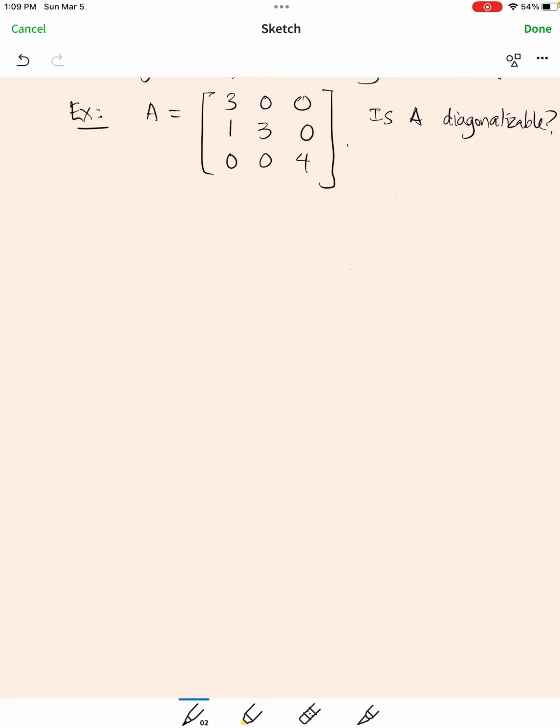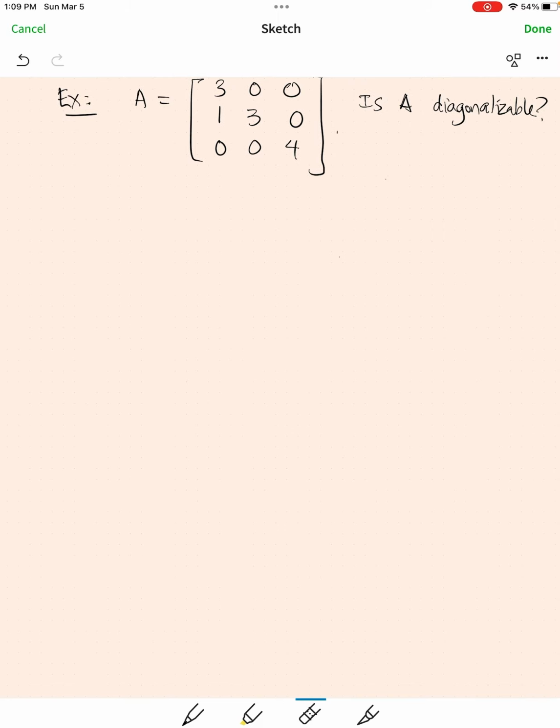All right. Well, we're not given the characteristic polynomial here. We have to compute it, but fortunately it's not very difficult. So the characteristic polynomial A minus lambda I is going to be 3 minus lambda, and then 3 minus lambda, here 4 minus lambda, 1, 0, 0, 0.